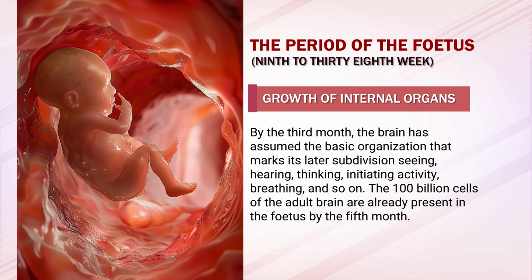So the 100 billion cells of the adult brain are already present in the fetus by the 5th month. Amazing, isn't it? So we all know the 100 billion cells that we are carrying today; we know that they were present in us during the 5th month itself.